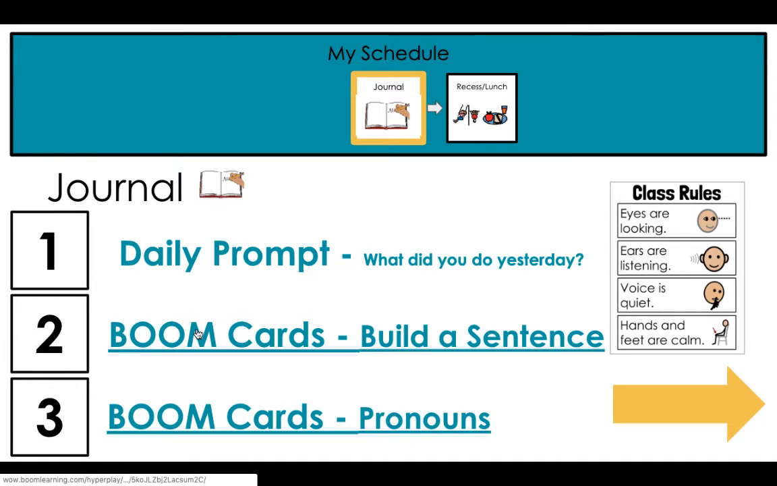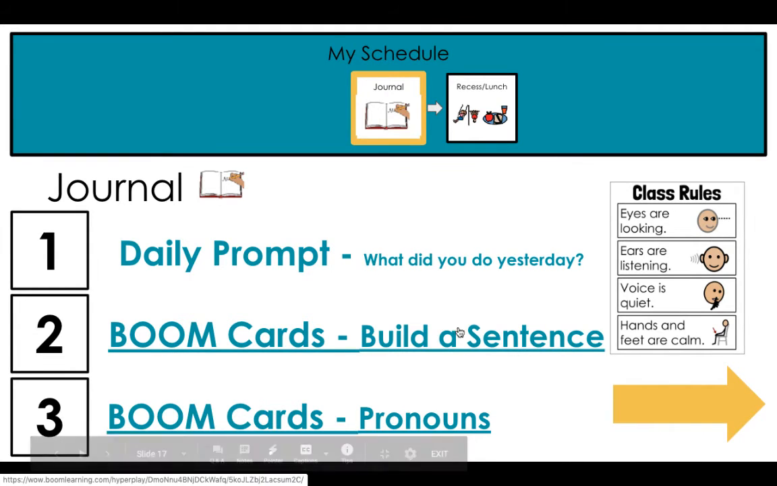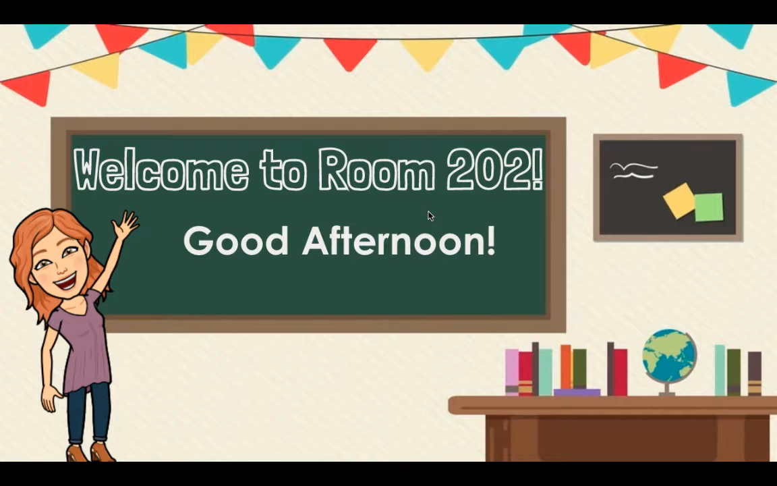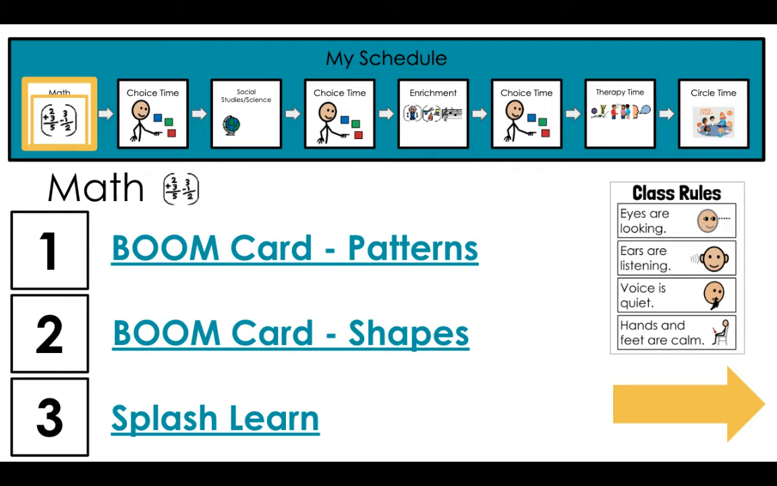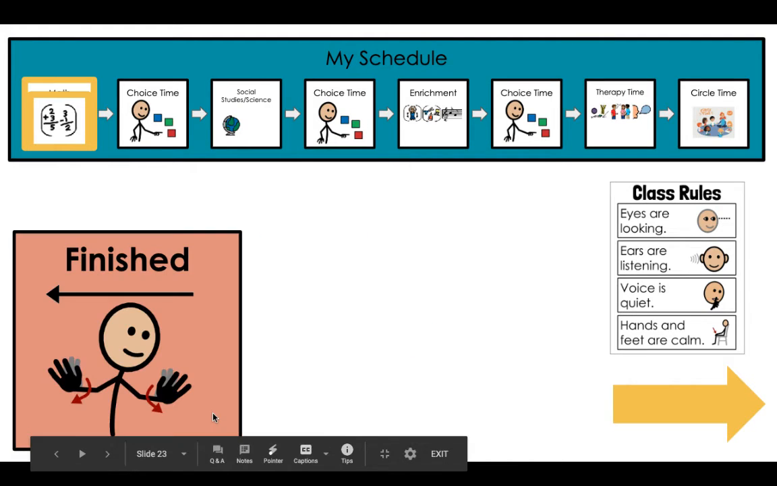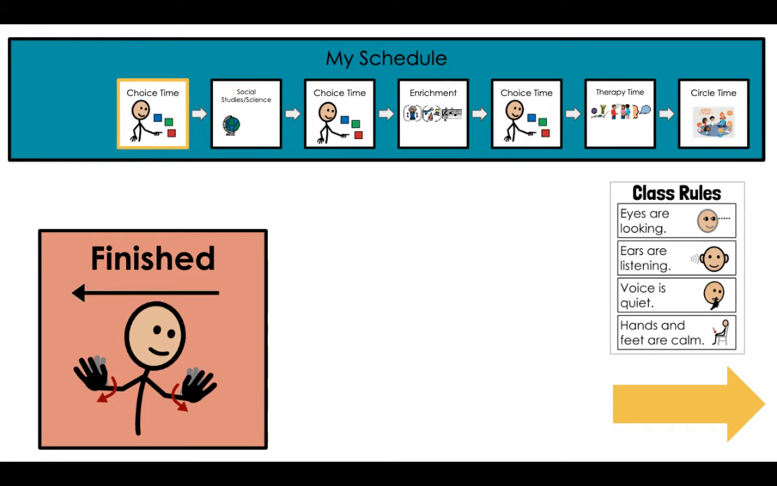So then you have more boom cards about building a sentence, boom cards about pronouns. Again, same login information. And then we're finished. And then recess and lunch. Okay, so then after that, you can come into the afternoon, where again, similar, I've created a whole schedule where I have boom cards and then Splash Learn to do more of the individualized learning. We're finished. Choice time again, 15 minutes.